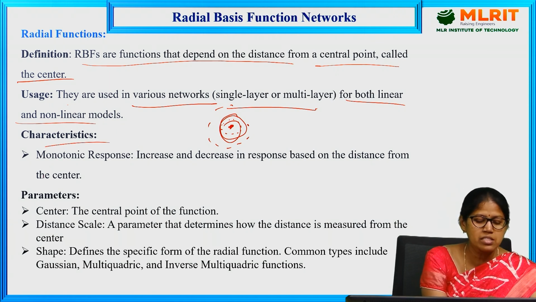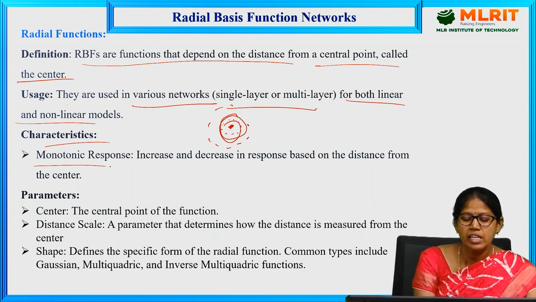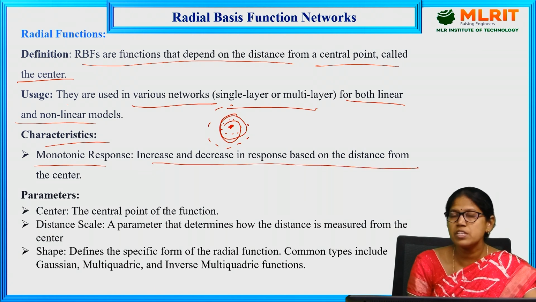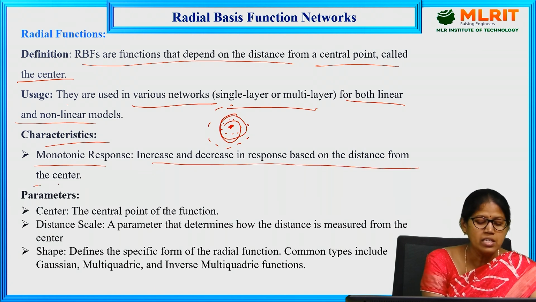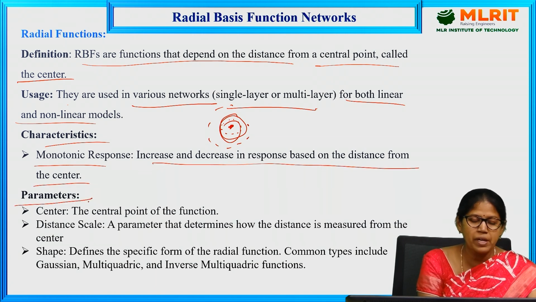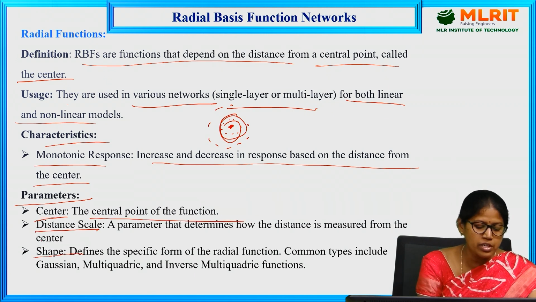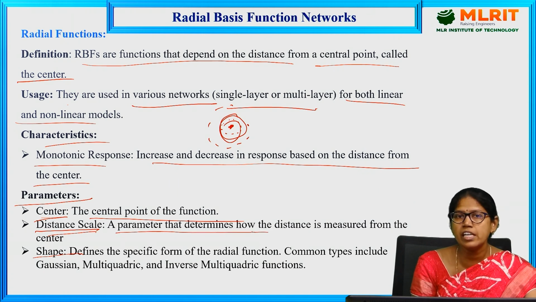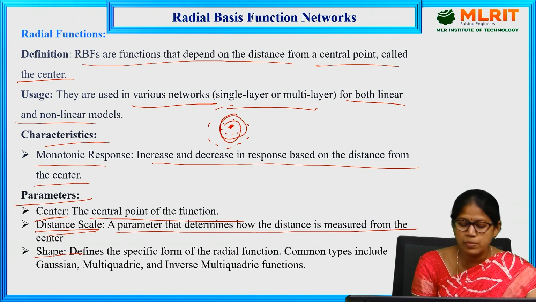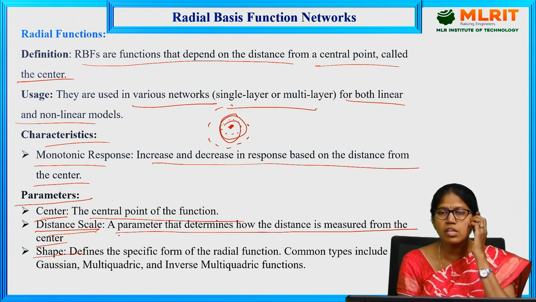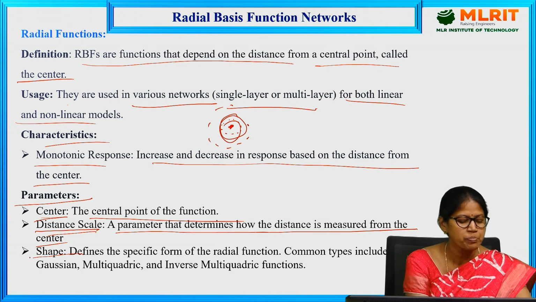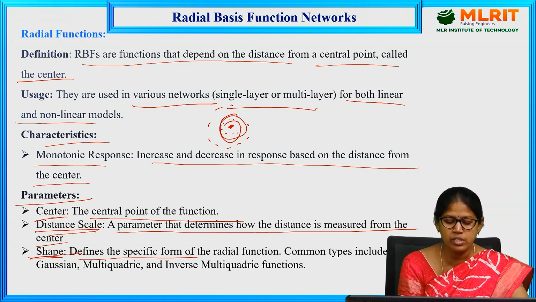The characteristics are a monotonic response, an increase or decrease in response based on the distance from the center. What are the parameters? Center, distance scale, and shape. The center is the central point of the function. The distance scale is a parameter that determines how the distance is measured from the center. We can use the Euclidean distance also. Next one is shape, which defines the specific form of the radial function.